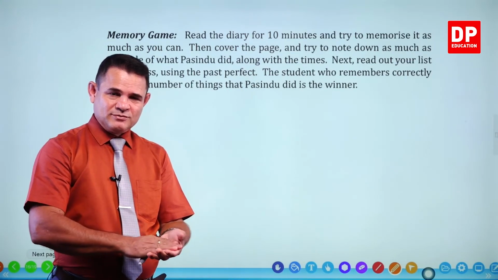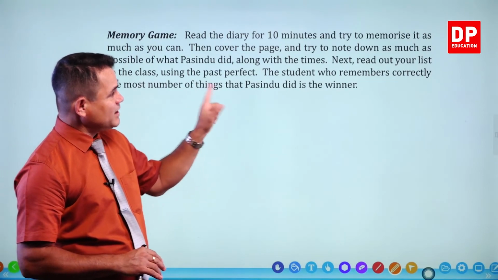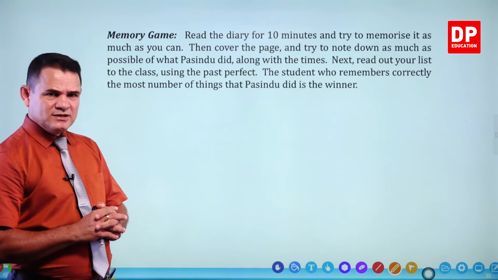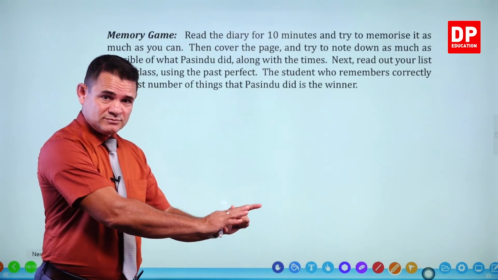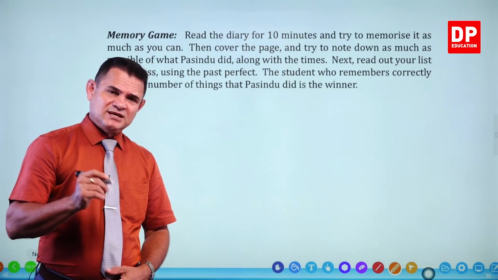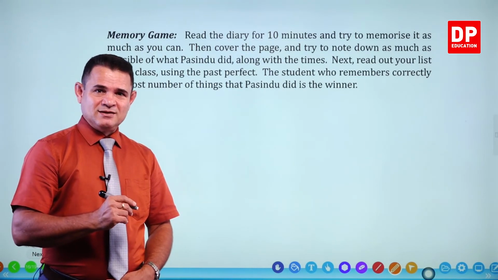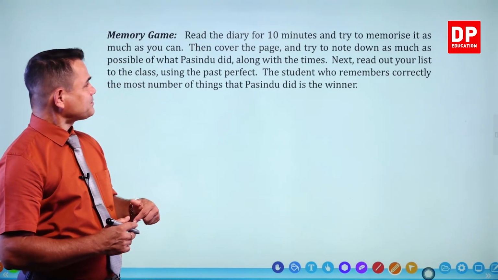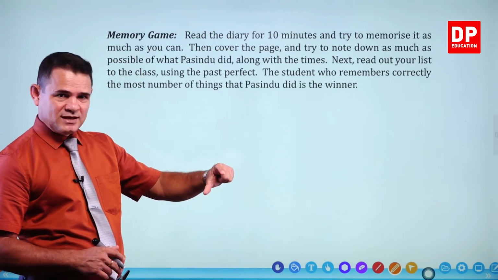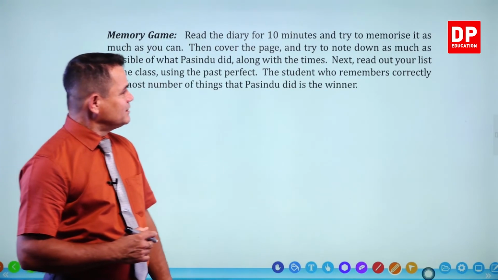Then close the book. පොත වහන්න, පේජ් එක වහන්න with another book or a paper and try to note down as much as possible what Pasindu did. Then close the book and try to note down, write down, liyanna as much as possible, puluwan tarang, what Pasindu did, Pasindu karapu dewal, diary matakai. Along with the time, maybe for 1 minute or 2 minutes, right?